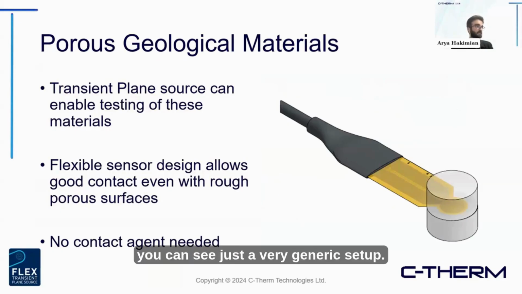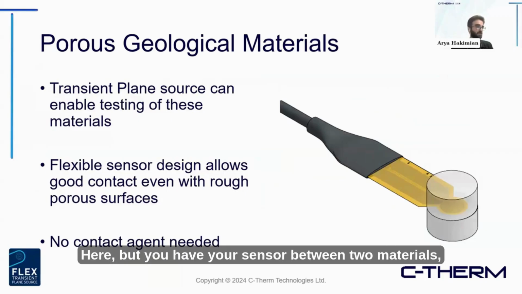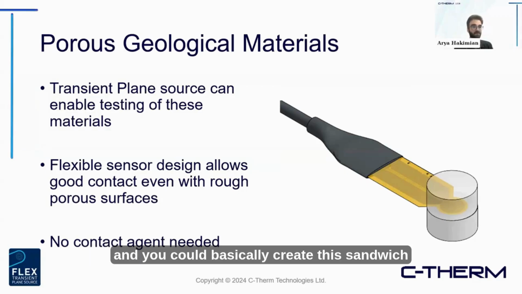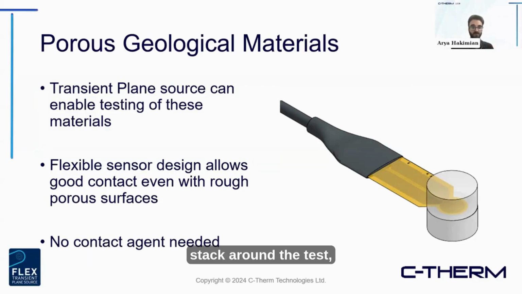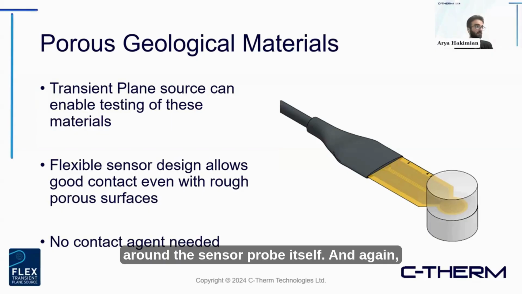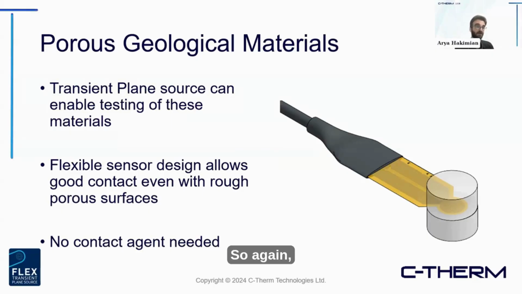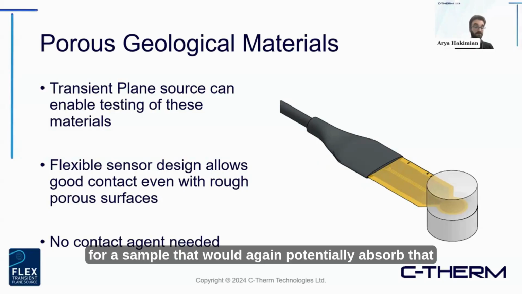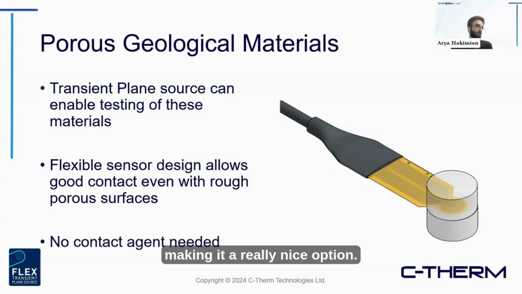So with the TPS, you can see just a very generic setup here, but you have your sensor between two materials, and you could basically create this sandwich stack around the sensor probe itself. And again, no contact agent needed here is the big takeaway. So again, for a sample that would potentially absorb that contact agent, TPS avoids that completely, making it a really nice option.